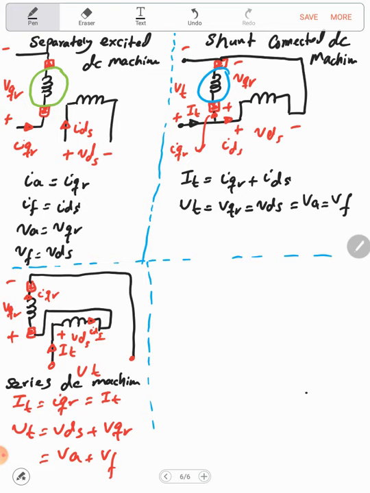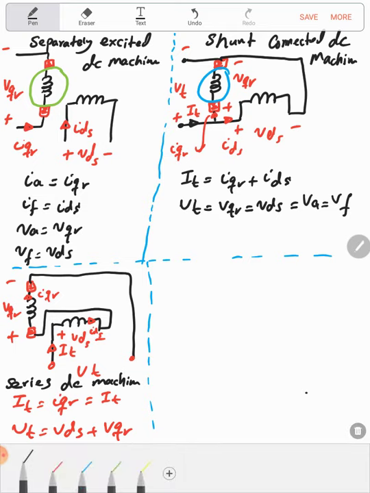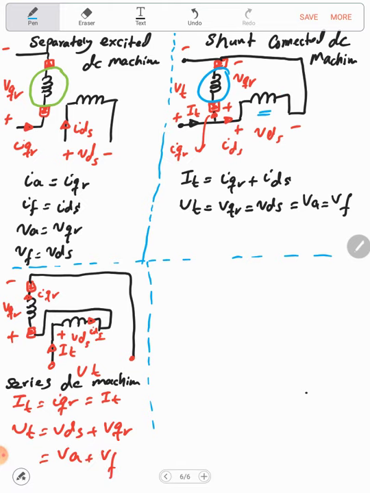Now, if you notice here, we have two types of the field winding. One is the shunt, and one is the series. This is the shunt, and this is the series. Physically, they are not the same winding. Why? Because the series winding is connected in series. So simply, logically, the resistance of the winding must be small in order to avoid the losses.